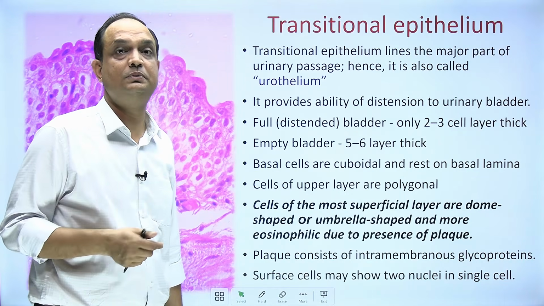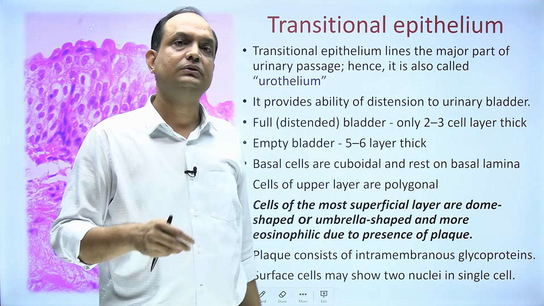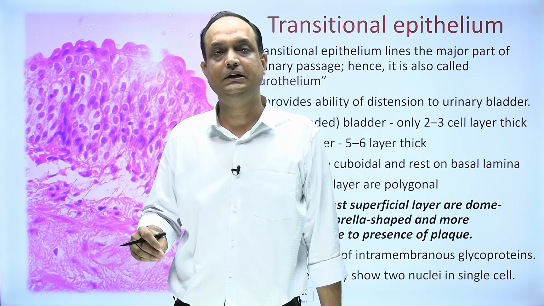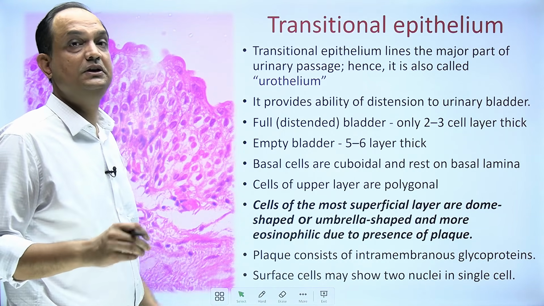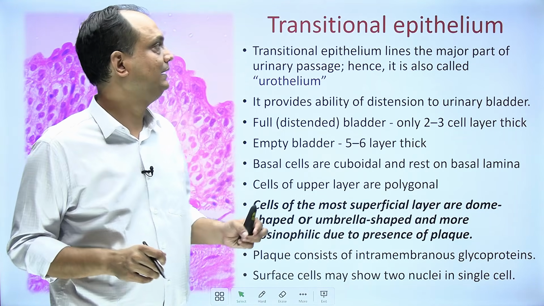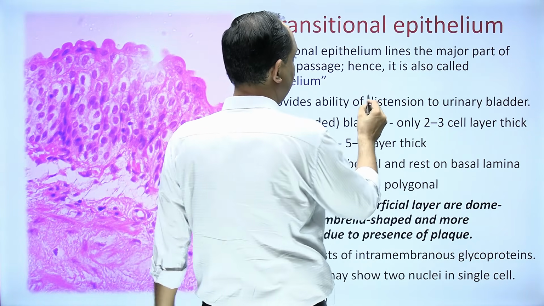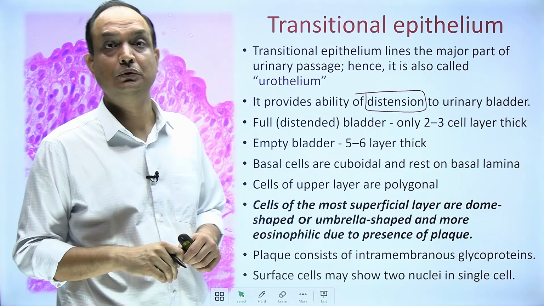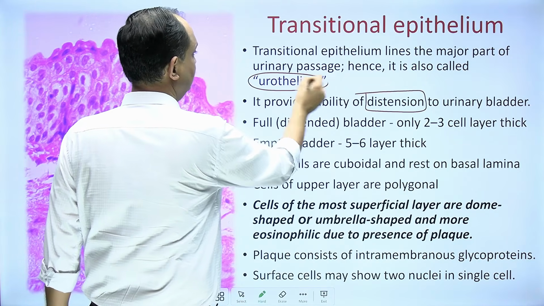Now, there is one more special type of epithelium which is known as transitional epithelium. Transitional epithelium is also a special stratified epithelium. In the transitional epithelium, you have a special character of transition. That means this epithelium has the ability of distension, and this epithelium is present in the urinary tract. That's why it is also known as urothelium.